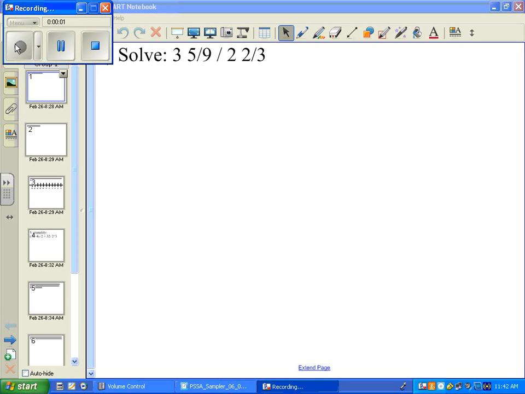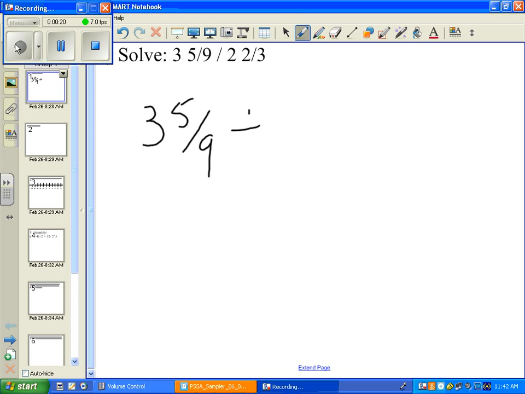Let's take a look at this one. This is number 1 in our group. They're asking us to solve 3 5/9 divided by 2 2/3. 3 5/9, and that's divided by 2 2/3.